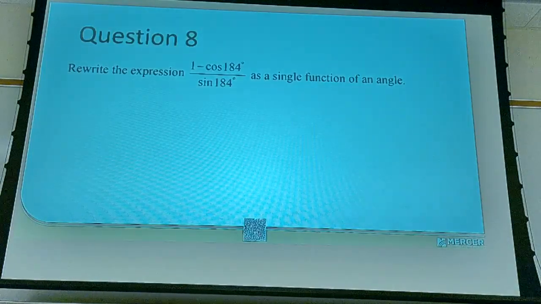One minus cosine of 184 degrees over sine of 184. It's the half angle for tangent again, no special considerations. It's tangent of 92 degrees. What do you mean by no special consideration? You don't have to worry about plus or minus.